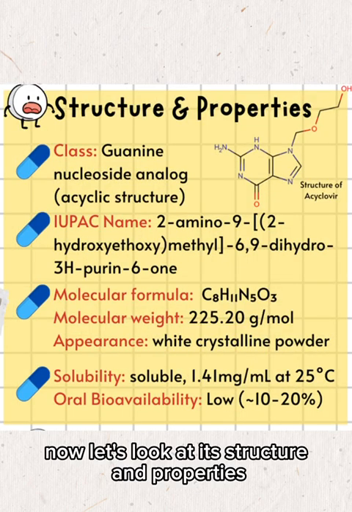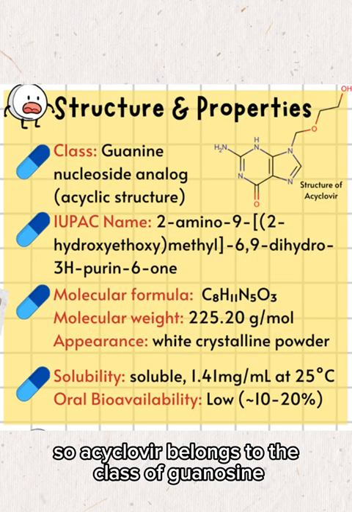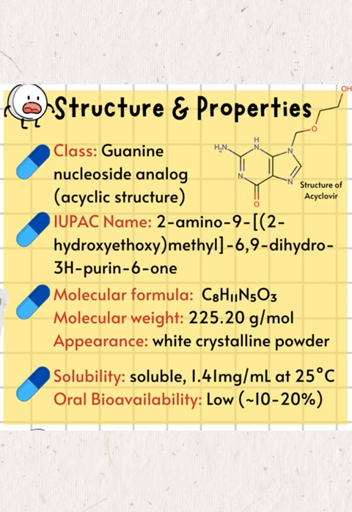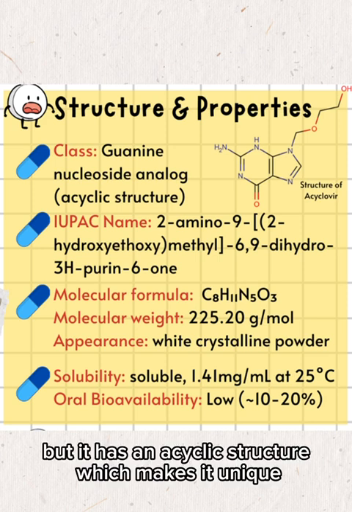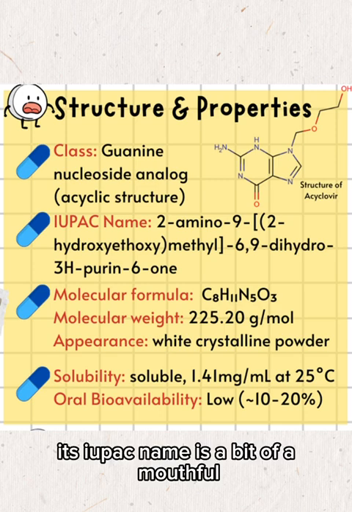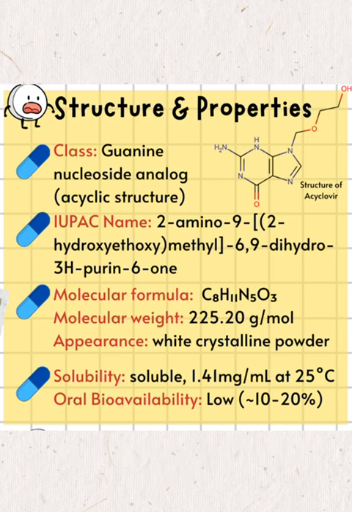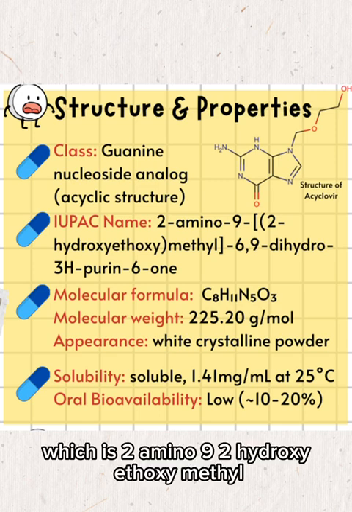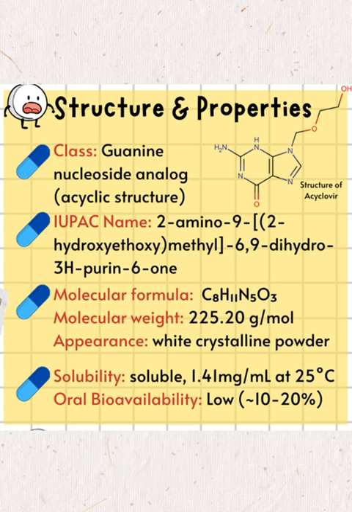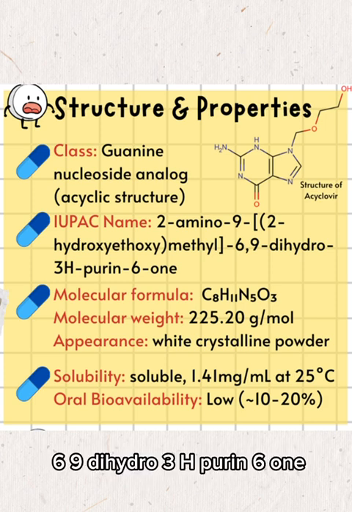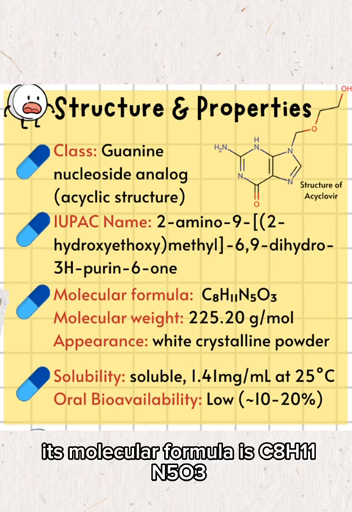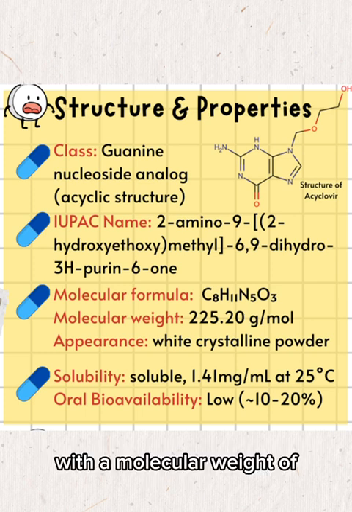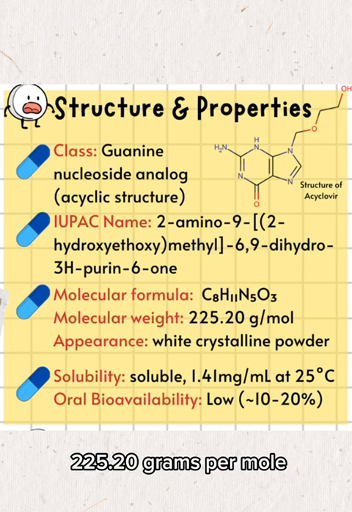Now, let's look at its structure and properties. Acyclovir belongs to the class of guanosine nucleoside analogues, but it has an acyclic structure which makes it unique. Its IUPAC name is a bit of a mouthful, which is 2-amino-9-[(2-hydroxyethoxy)methyl]-1,9-dihydro-6H-purin-6-one. Its molecular formula is C8H11N5O3 with a molecular weight of 225.20 grams per mole.